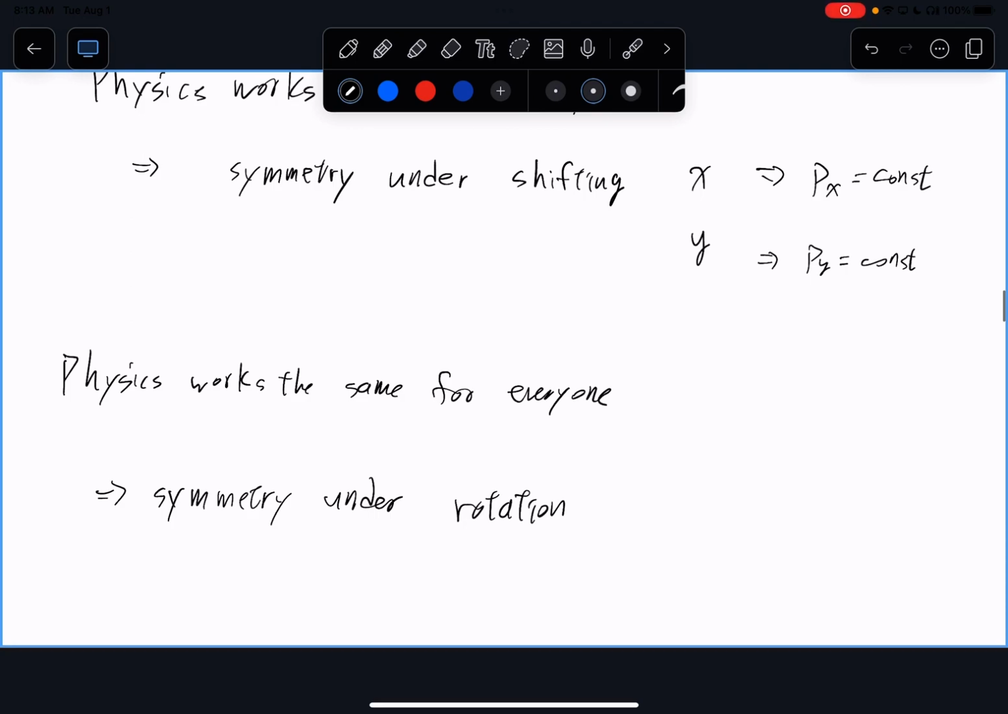So it gives us angular momentum conservation. Angular momentum conservation, again, comes from the symmetry itself. It's not from Newton's law. So even though Newton's law is wrong in many cases, as you will see later, angular momentum is still conserved. Okay?